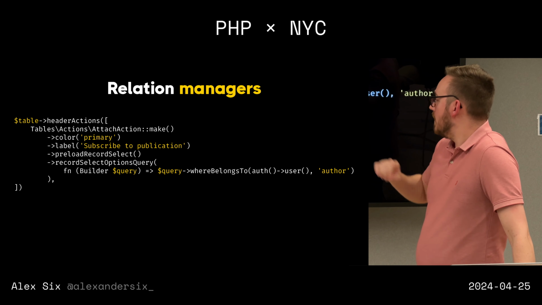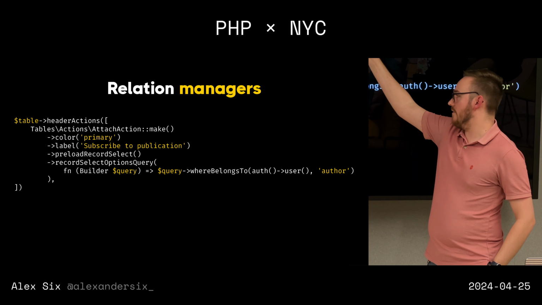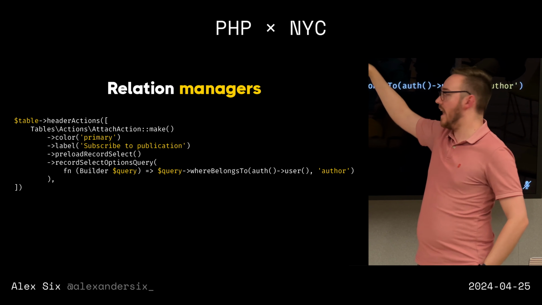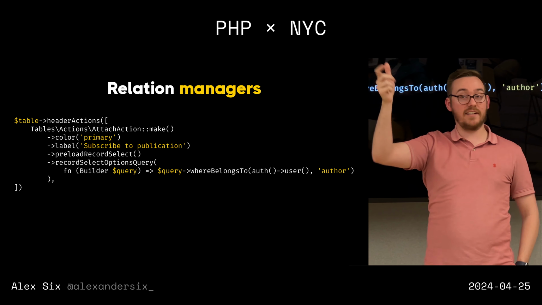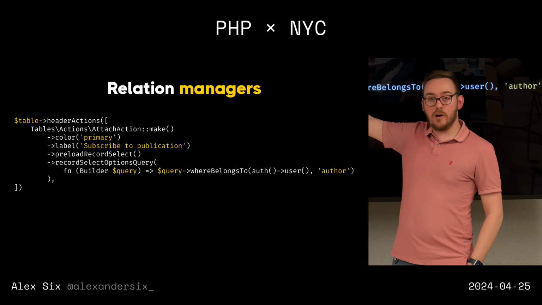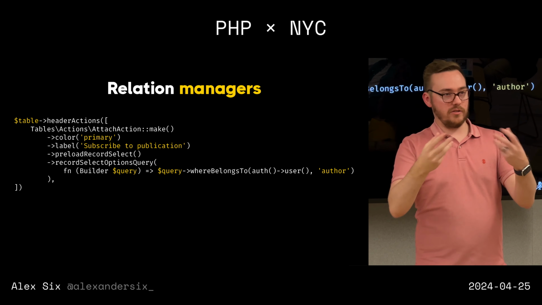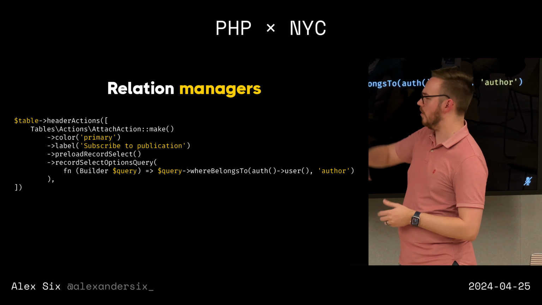Additionally, and I mentioned this very briefly, each table can have a header action. When we pass that attach flag, this is what happened. We added an attach action, which is a little button that just says attach, although we have changed the label to subscribe to publication. We're preloading all the records, so instead of getting records as we type into search, we're just getting the first 10, or however many, I think it's 10 by default.